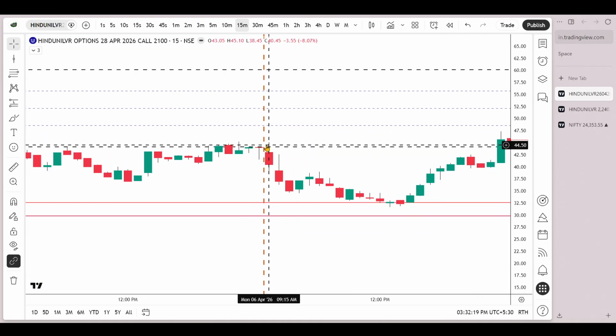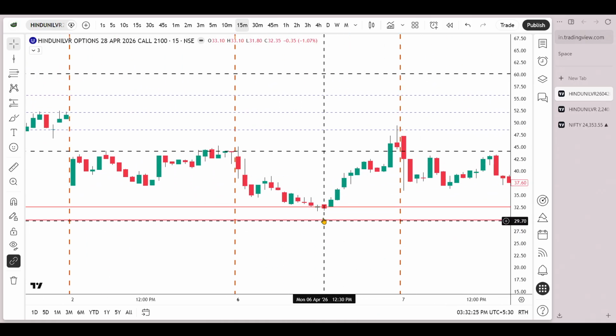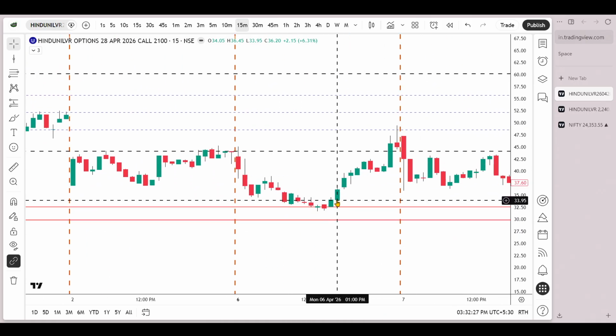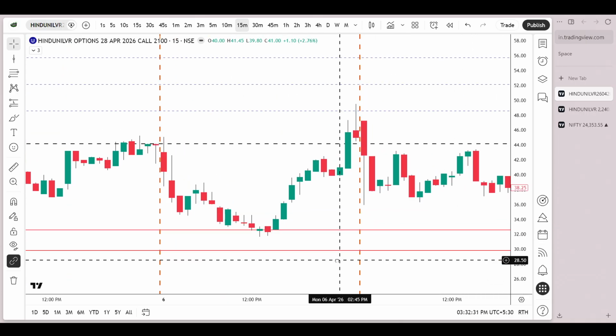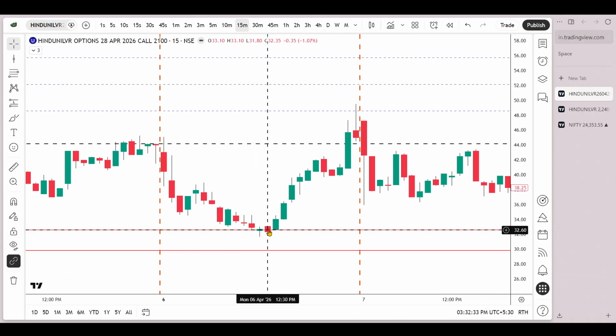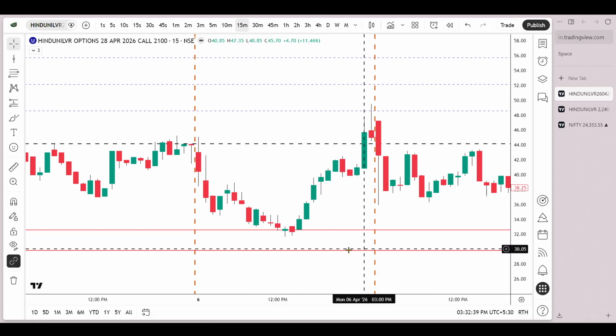See, it has opened here. Market has opened, came here, taken support. If you take entry here at 33 in the 15 minutes time frame, 32 is also fine. Take entry here exactly.